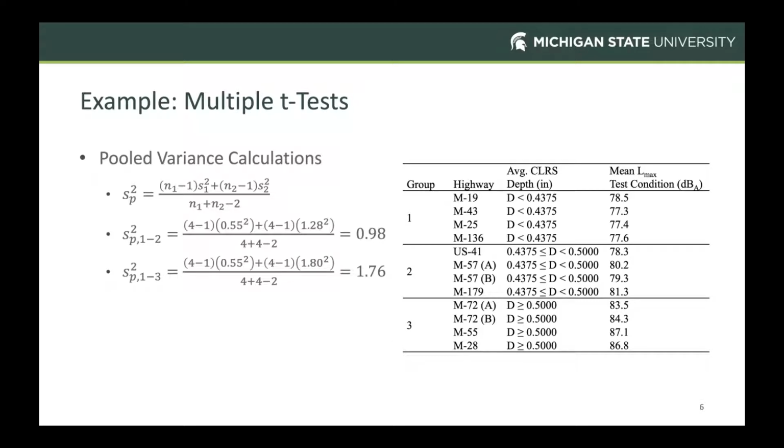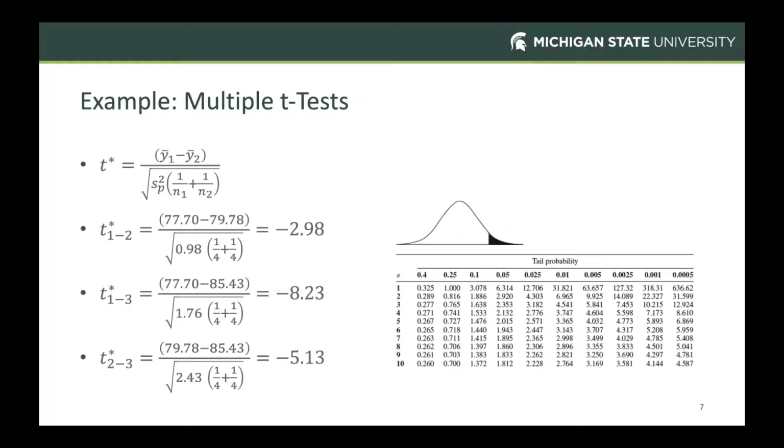Comparing 1 to 3, we would have 1.76. And then comparing 2 to 3, we would have 2.43, okay? And so keep in mind here, the prior slide presented standard deviations, and so I'm squaring those respective quantities when I'm going through and conducting these respective calculations, okay?